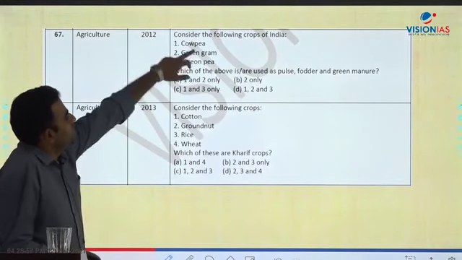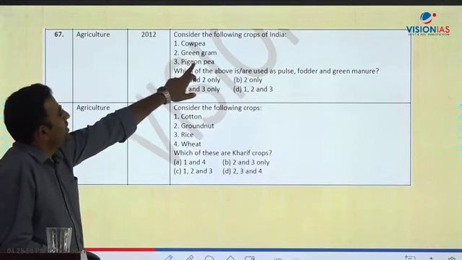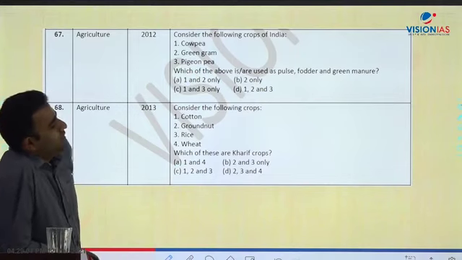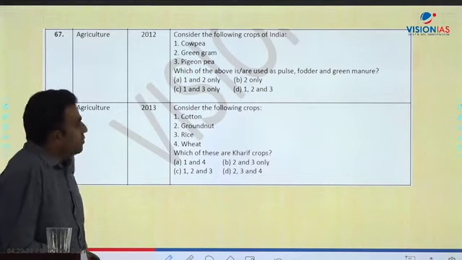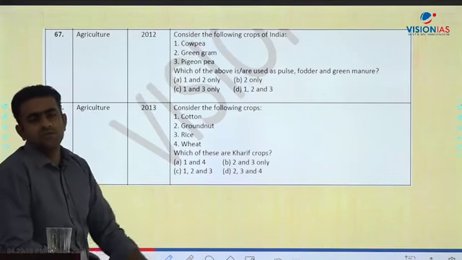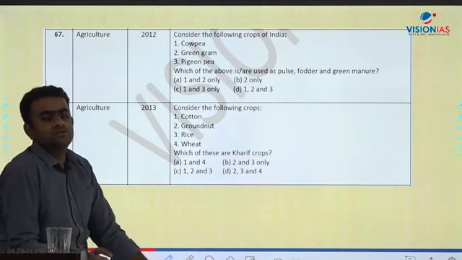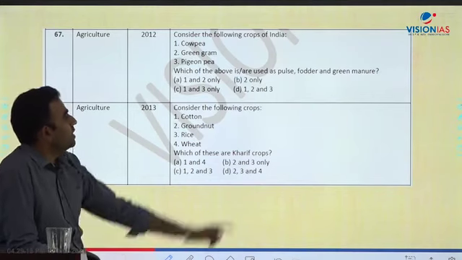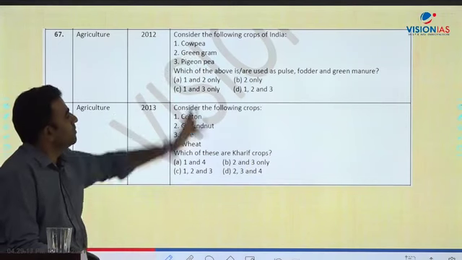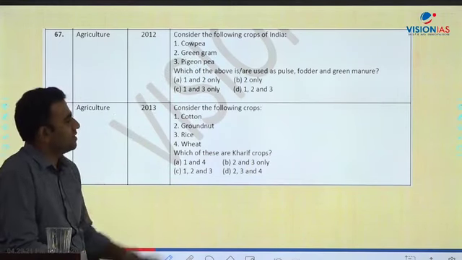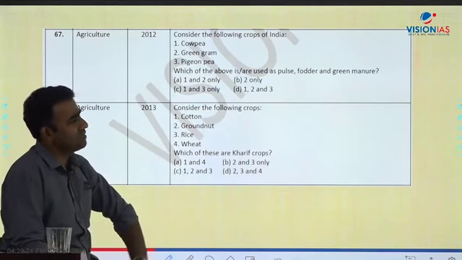See this question. Consider the following crops of India: cowpea, green gram, pigeon pea. Which of the above are used as pulse fodder, green manure? It's a very simple question. You just have to know the meaning of this. All of these are the different pulses which are used on daily basis. You should have known the common name. What is cowpea, what is green gram? Green gram is moong, right? Pigeon pea. These are just the common names. Try to remember that. All of them are actually pulse fodder, green manure.